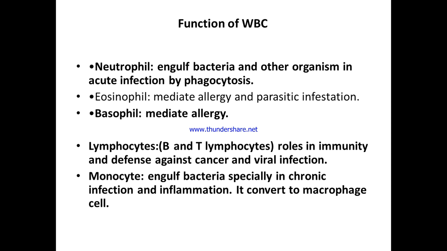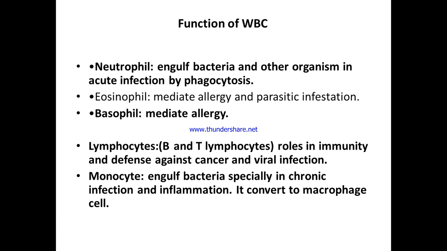The function of the neutrophil is engulfing the bacteria and other organisms in acute infection. So the most predominant cells, as you know, in acute inflammation is the neutrophil, and it participates in killing the foreign organisms and bacteria by phagocytosis. The eosinophil mediates the allergy and parasitic infestation, and it has its role in the type 1 hypersensitivity with IgE stimulation for the eosinophil. Basophil, of course, also participates in the allergy and in the type 1 hypersensitivity.